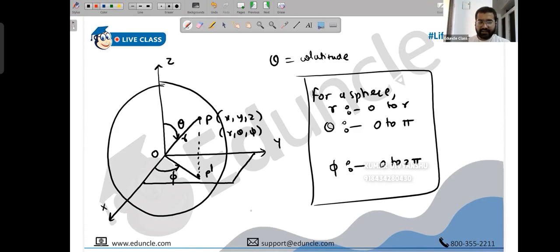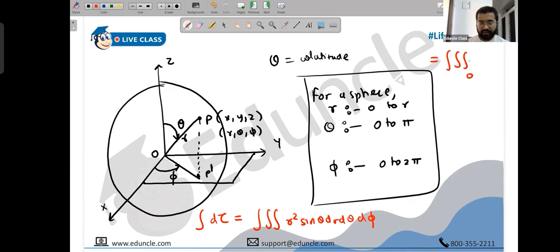And hence I said that when you integrate, for example, d tau, the integration of d tau is nothing but the triple integration of r square sine theta dr d theta d phi. So for a sphere, you can write this, splitting the terms: r square dr, then sine theta d theta, and then d phi. R is going from 0 to r for a sphere, correct? Theta is going from 0 to pi for a sphere, correct? And phi is going from 0 to 2 pi for a sphere.